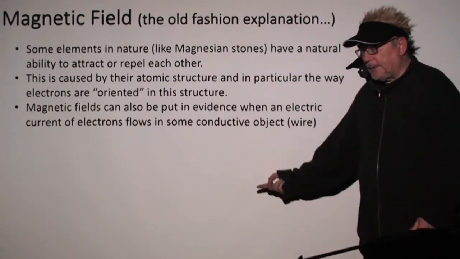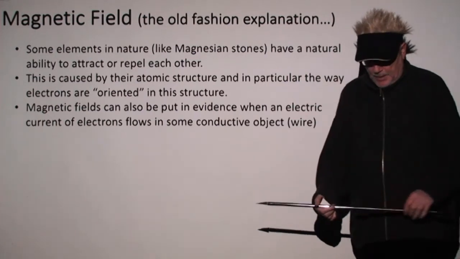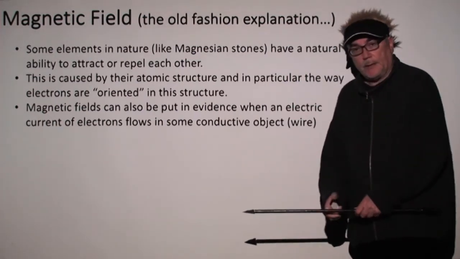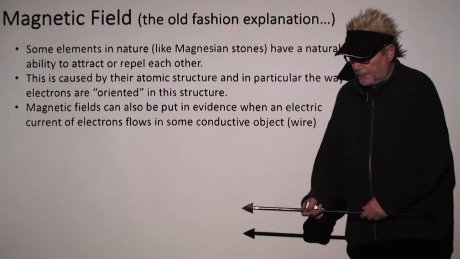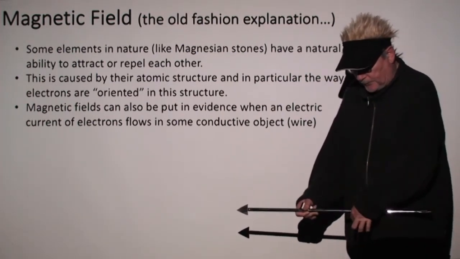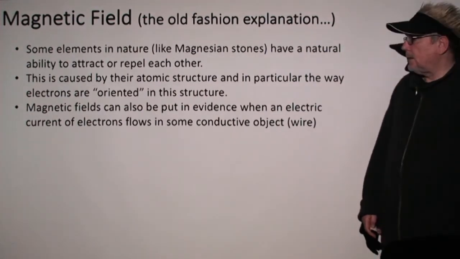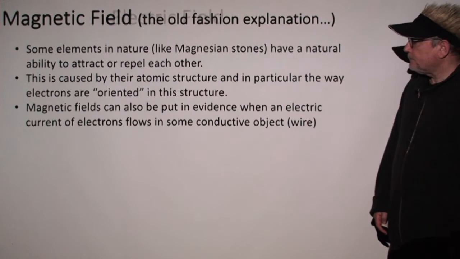Another way to create a field like that, as opposed to just a pure magnet, is to have a current flowing, an electric current, of course, flowing in a conductor like this. And then there will be a magnetic field around the conductor. That's another way to create some magnetic field.